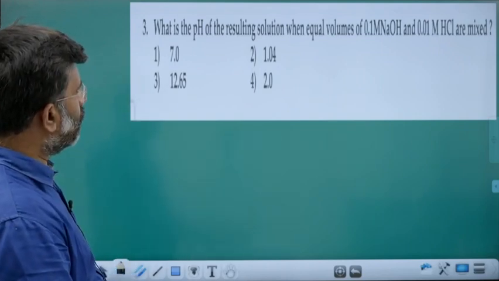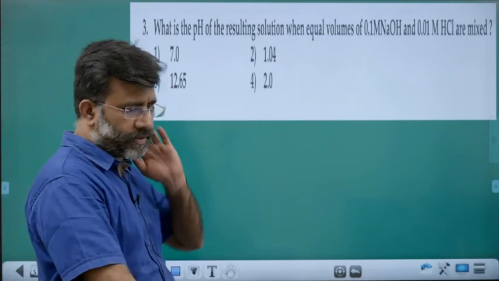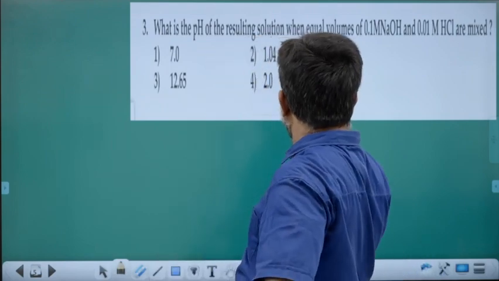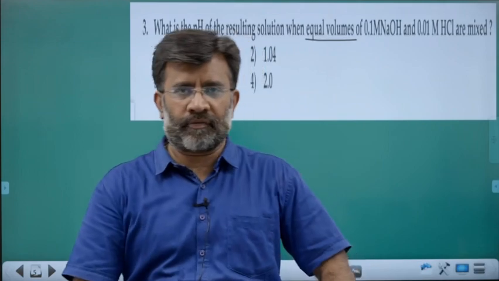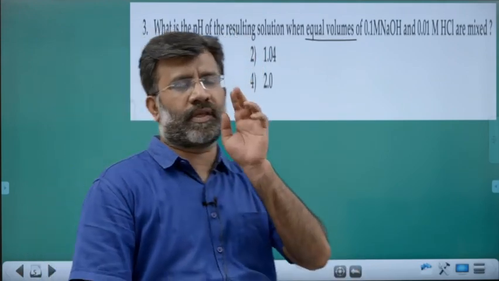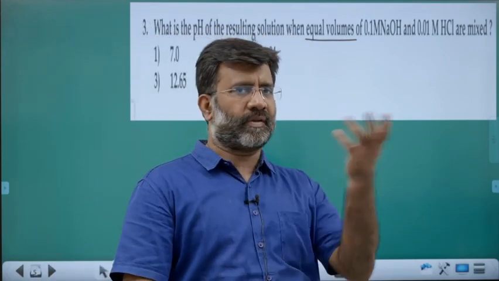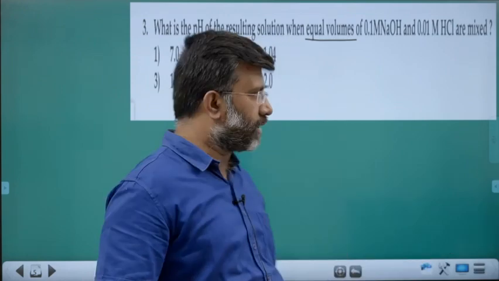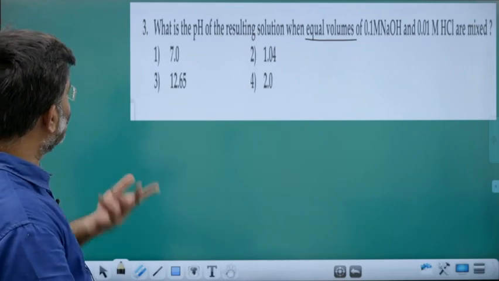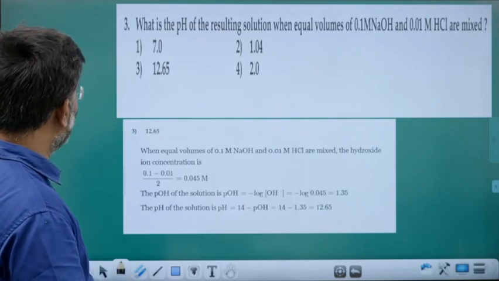Next. Equal volumes of 0.1 molar NaOH and 0.01 molar HCl are mixed. What is the pH of the solution? It's very clear that the acid is very low in quantity and the alkali is greater. Alkali greater means that itself is enough to confirm the answer option 3, 12.65. You don't have to calculate.